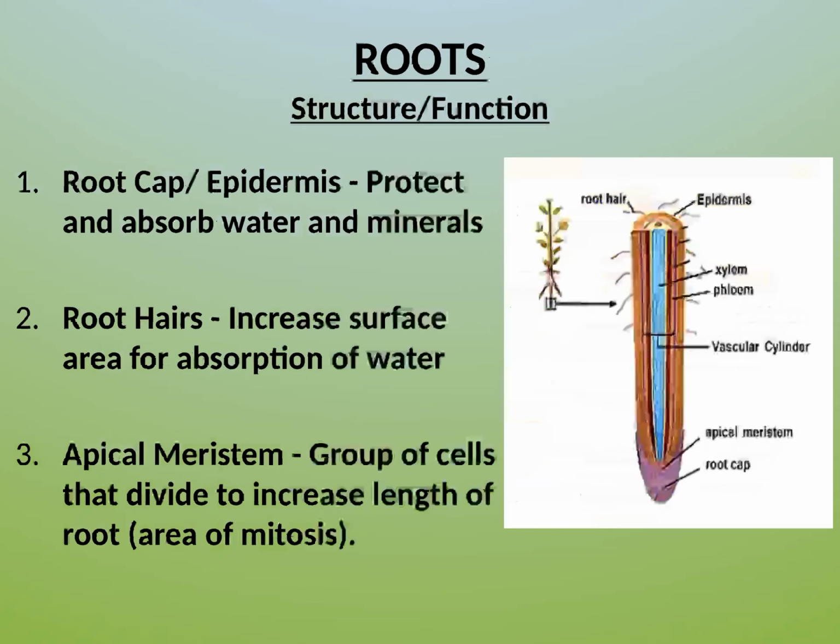Number 2, the hairs all over the root. If you ever pulled a weed or a plant out of the ground and you see it has all these little hairs on it, that's to increase the surface area. So there's more surface area, which means it can absorb more water.